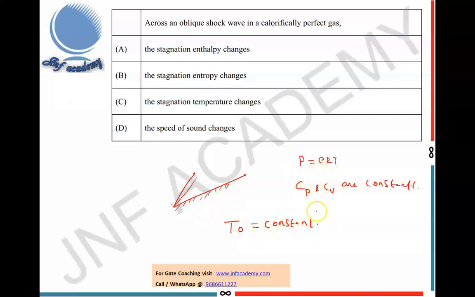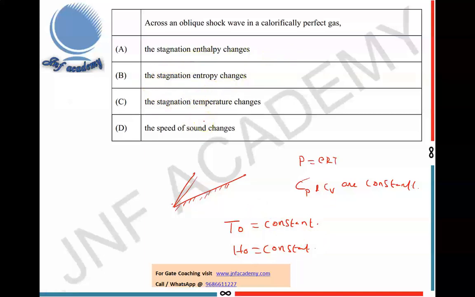Since H0 is nothing but Cp into T0, and since it's a calorifically perfect gas, Cp will also be constant. So your H0 will also be constant. Hence, the stagnation temperature will not change, and the stagnation enthalpy will also not change. Stagnation entropy will definitely change, right?